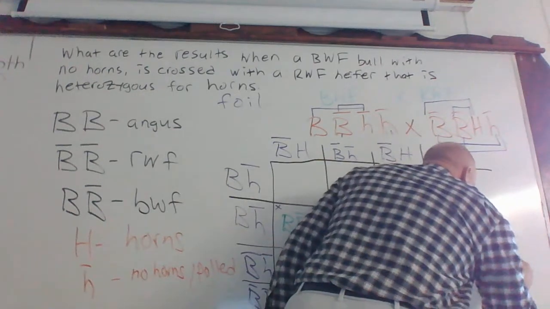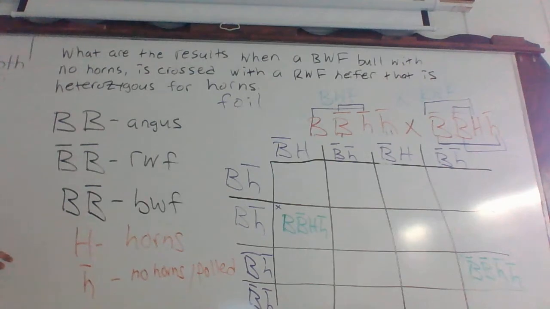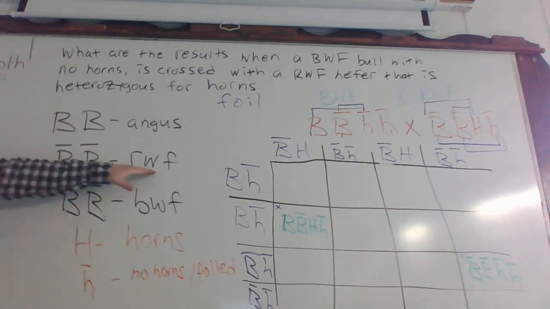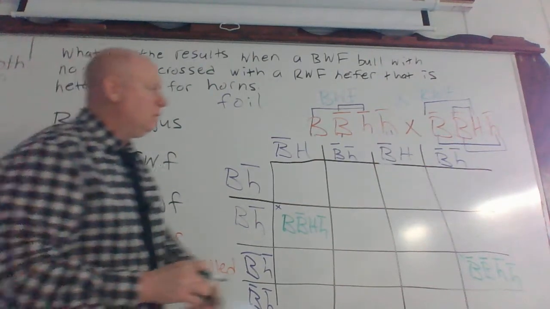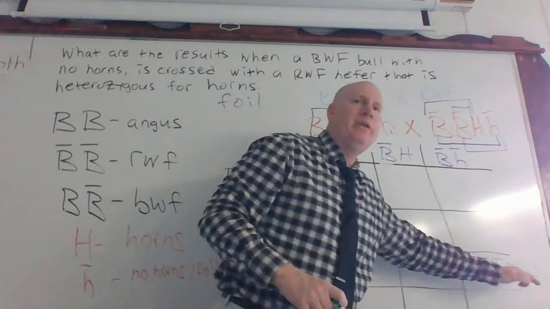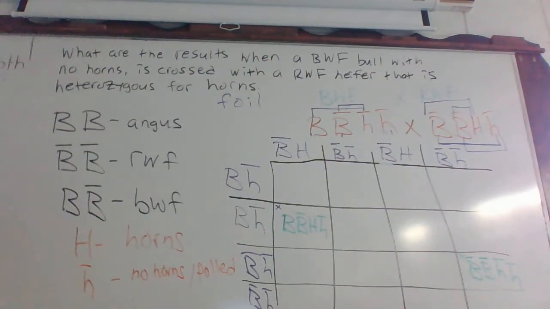So this probability would say, what's its coat color? Okay, red, white face, because it's two lines over the B's. Okay, and then two lowercase h's. Would that organism have horns? No, it would not. Okay, so when you make these crosses, it might have horns, it might not.